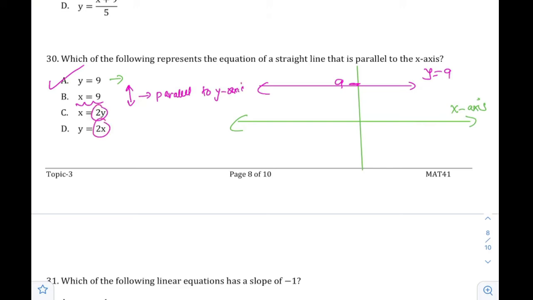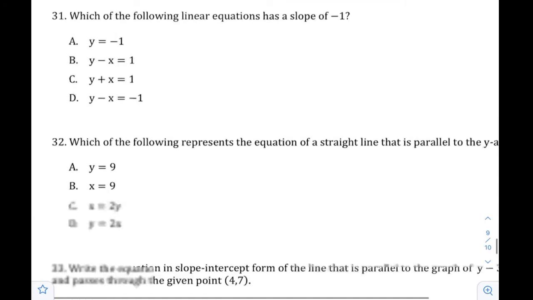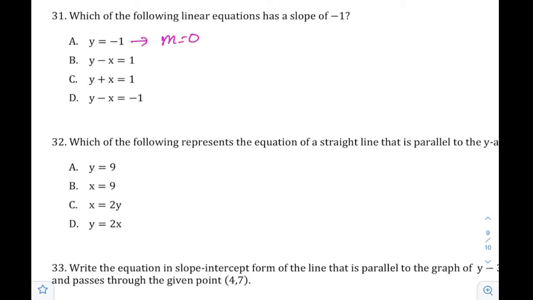For this one or this one, they have a slope. This one will have a certain slope, and this is another slope, so it is different from that one. It's not parallel to either the x-axis or the y-axis. So the answer will be A. But if we said, for example, what is the line parallel to the y-axis, you would use B definitely. For example, now, which of the following linear equations has a slope of -1? For example, this one is a horizontal line, so its slope is 0, as if it were y equals 0x minus 1.